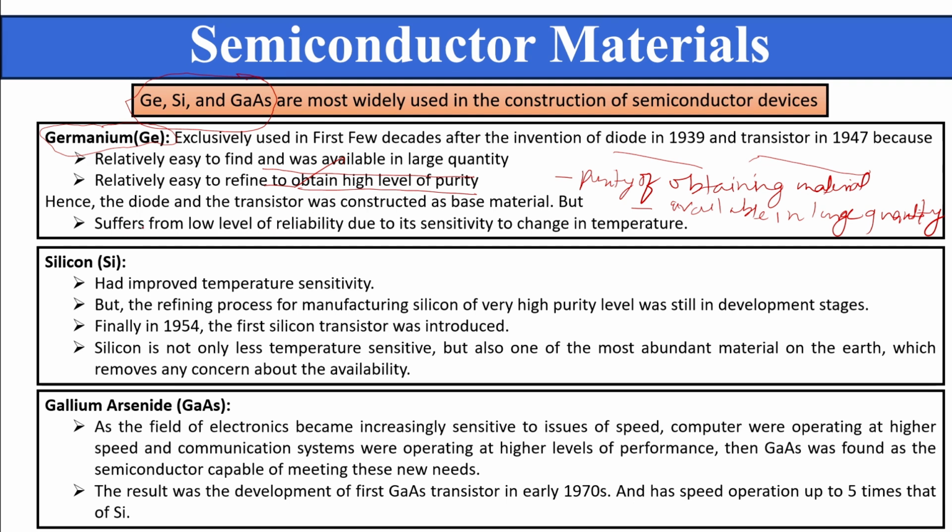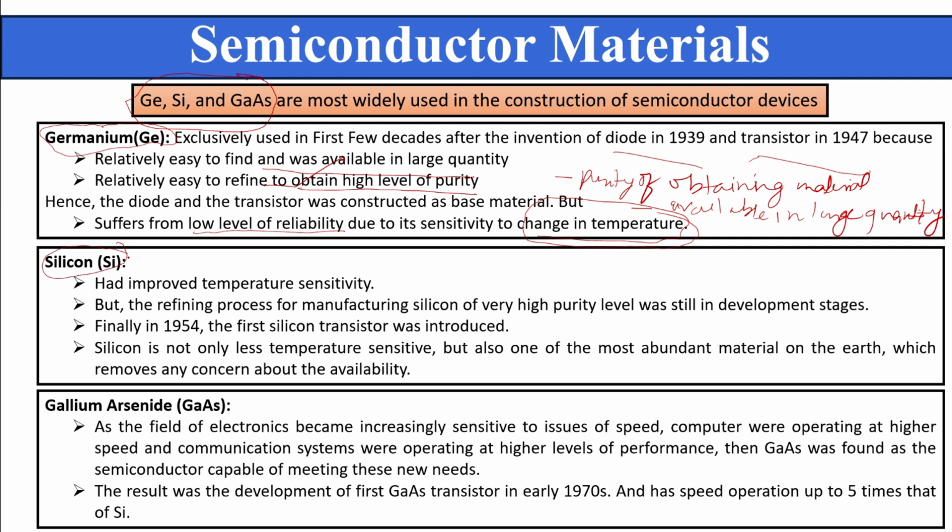But it has some disadvantages. It suffers from a low level of reliability, because it is more sensitive to changes in temperature. That means when temperature changes, its characteristics will change, and the stability of devices formed by germanium was not very good. So alternative materials were thought of at that moment.